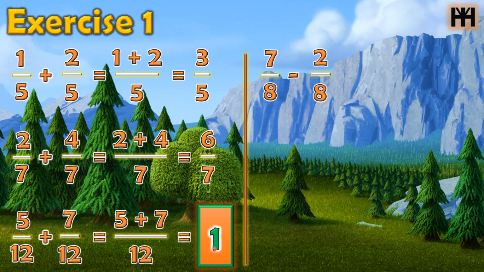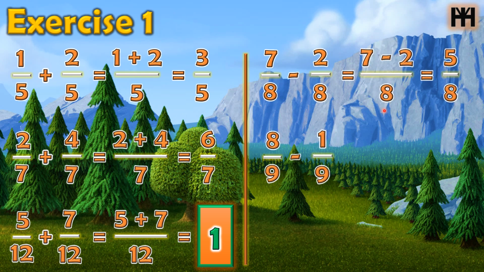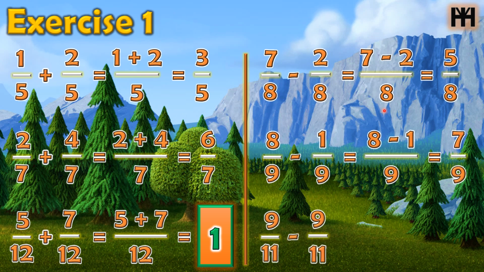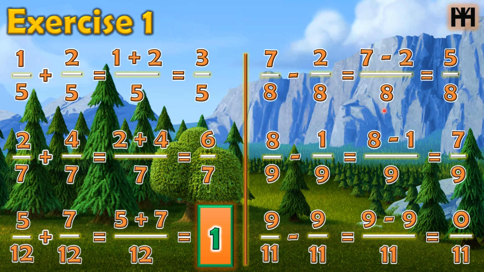Okay. Let's go to the next one. 7 over 8 minus 2 over 8. So it's 7 minus 2 over 8. So it's 5 over 8. Okay. Let's see. 8 over 9 minus 1 over 9. So 8 minus 1 over 9. So it will be 7 over 9. Okay. The last one here. 9 over 11 minus 9 over 11. So it's 9 minus 9 over 11. So it's 0 over 11. Okay. We got 0. 0 over any number will be 0.